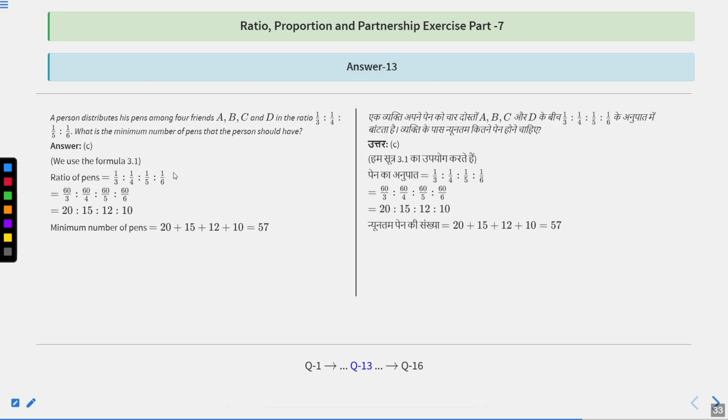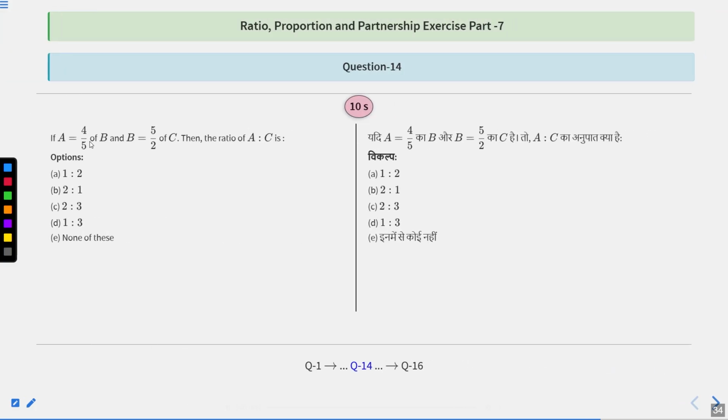So when we calculate it, we get 20:15:12:10. Clear? So for the ratio of the number of pens, the minimum number of pens will be the sum of all these ratios: 20 plus 15 plus 12 plus 10, which becomes 57. So the minimum number of pens should be 57. So C is the correct answer.